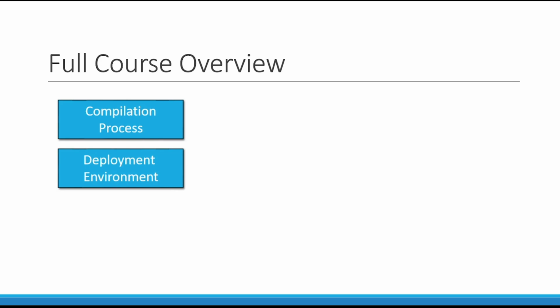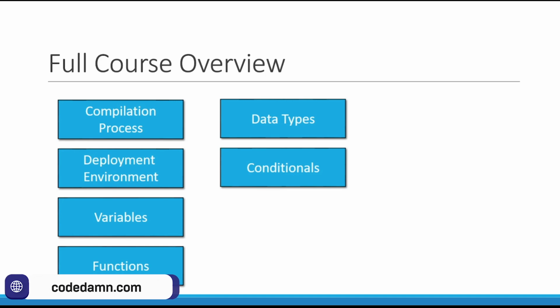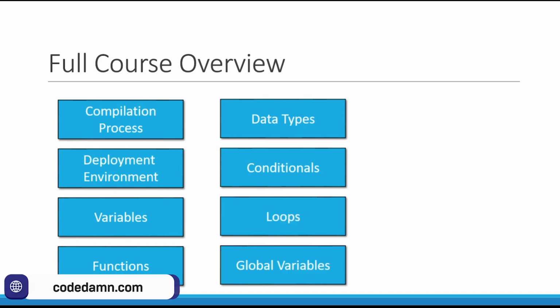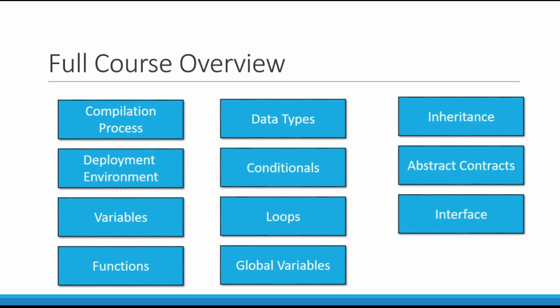Okay. So we are going to talk about that, then about its variables, then functions, which are actually the heart of our Solidity smart contracts, then data types, like all the data types like bool data type, integer data type, string data type, arrays, everything we are going to cover in this course. About its conditional statement, if, else, loops, global variables, and from this we are going to see some advanced Solidity concepts such as inheritance, abstract contracts, interface, and many other advanced topics.